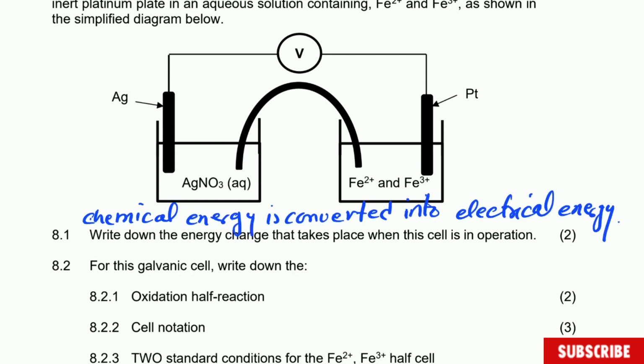What we have to say is that chemical energy is converted into electrical energy. If you say that, you'll get 2 marks. It is quite simple and an easy mark.